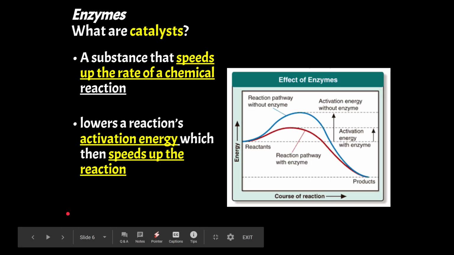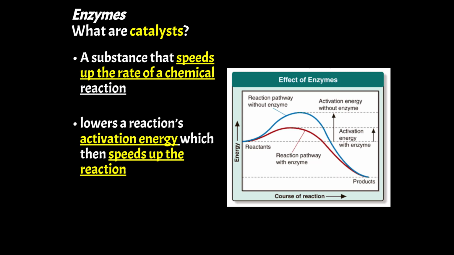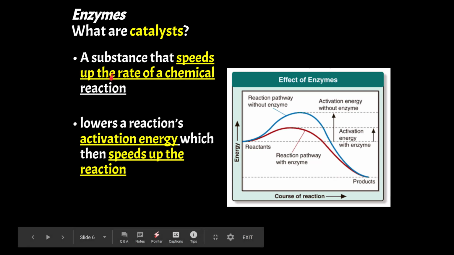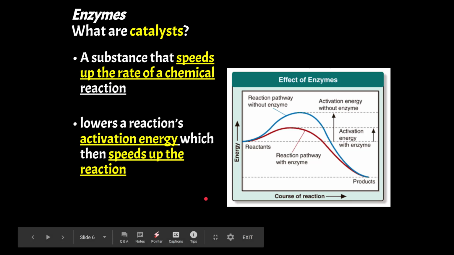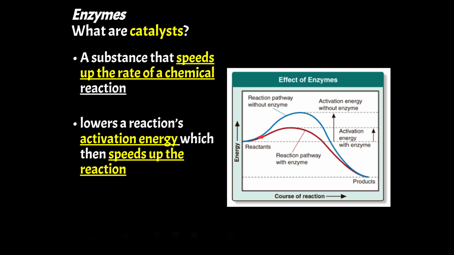So how does this apply within a living cell? Well, enzymes are what are known as biological catalysts. These are substances that will speed up the rate at which a chemical reaction will actually take place. Enzymes lower the activation energy, which can then speed up the reaction. So if you look at the graph over here on the right-hand side, you have two different pathways. The blue pathway would be following the chemical reaction without the use of an enzyme, and the red is if an enzyme was used. And you'll notice the amount of activation energy is a lot less.